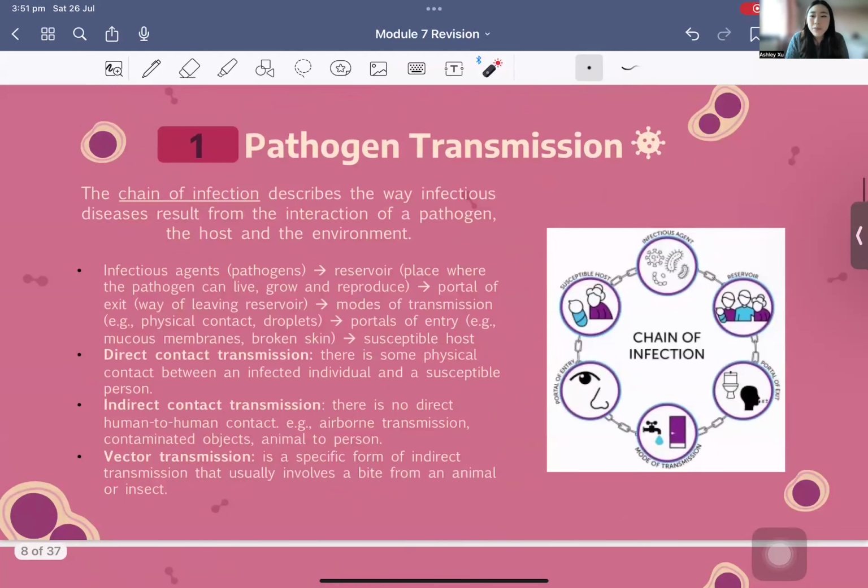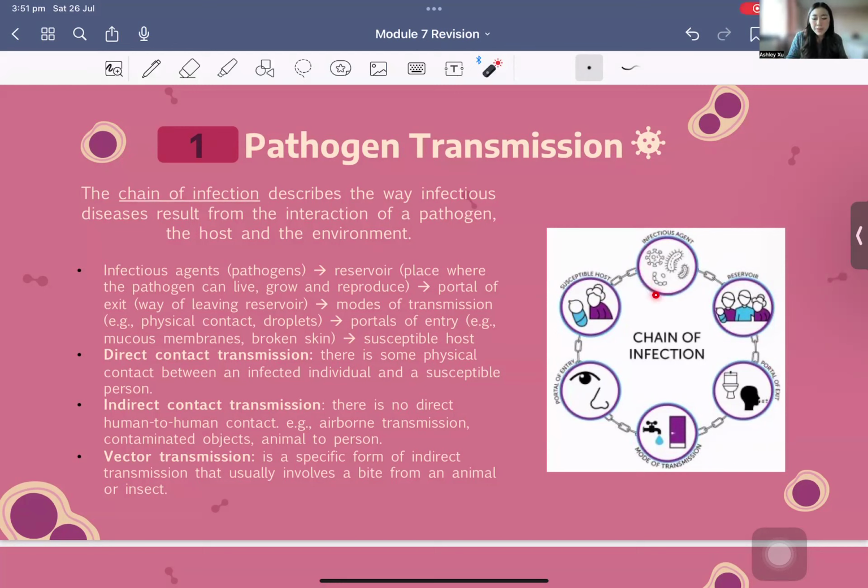All right, moving on. We need to know how a pathogen can be transmitted. Okay, and this is explained by the chain of infection. Okay, you will see this in exams. Okay, so I'm going to highlight this here. Be able to kind of explain each part of the chain of infection. First of all, the infectious agent is needed to start off the chain of infection, right? We need the pathogen in order to have an infectious cycle.